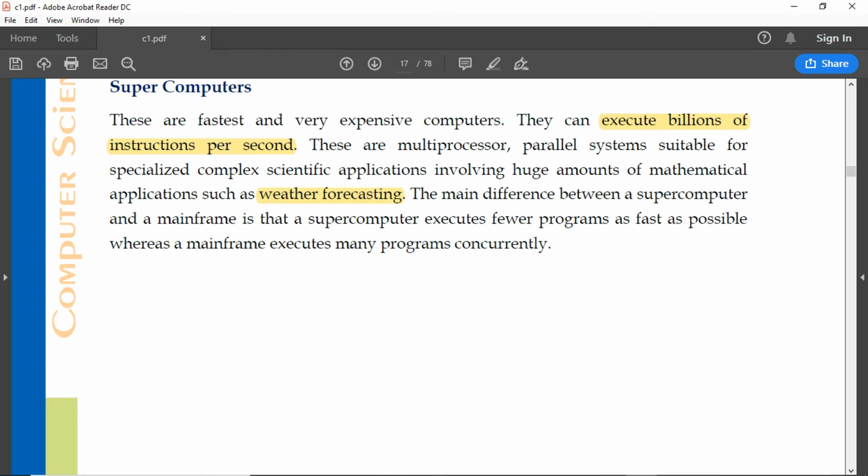The main difference between a supercomputer and a mainframe is that a supercomputer executes fewer programs as fast as possible, whereas a mainframe executes many programs concurrently.